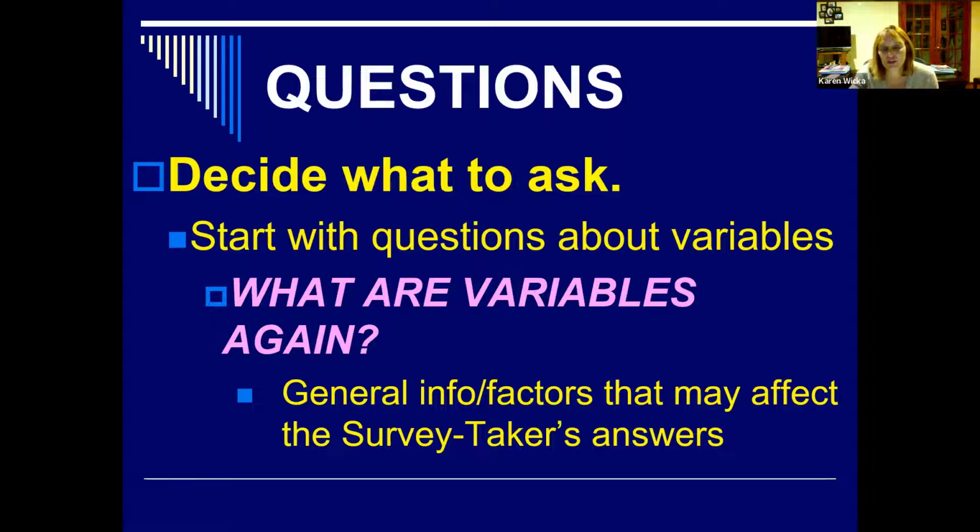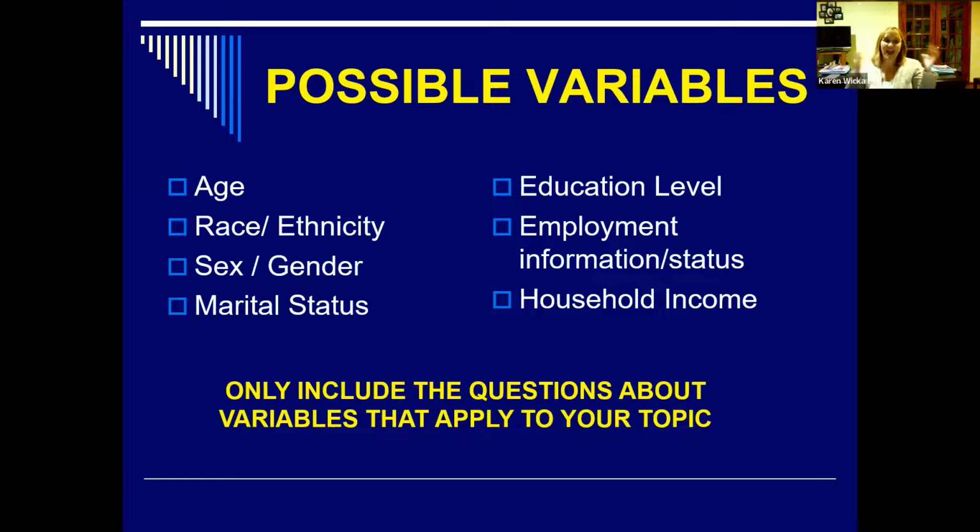So what are some things that you may want to use as variables? Age. So you may have age ranges on there. Are you 18 to 21? Are you 21 to 25? Are you 26 to 30? So age. So when you think about your topic, think about whether different age groups answer these questions differently. Race or ethnicity could be a variable. Does ethnicity or race affect people's answers to your question or your hypothesis? Sex, gender, does that have an effect on your topic?